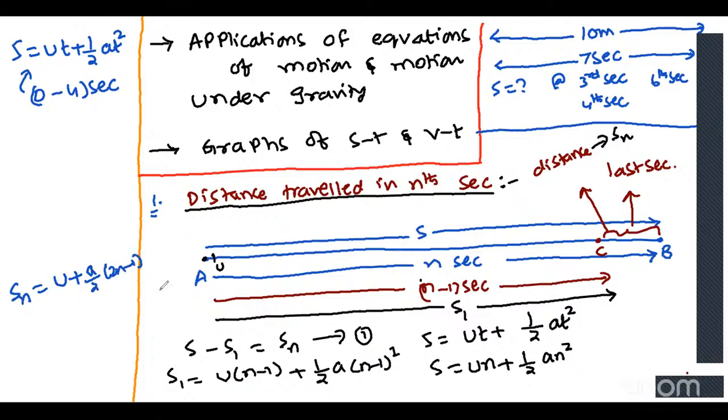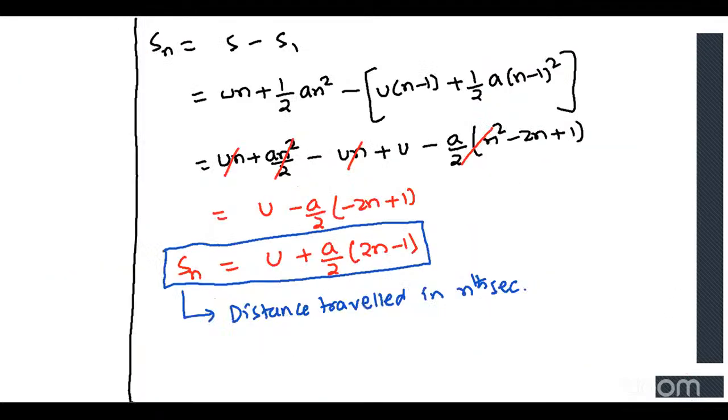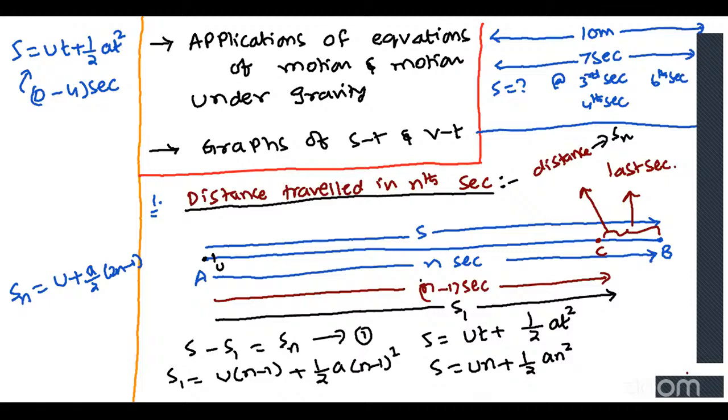So the distance traveled in the nth second is u plus a by 2 into 2n minus 1. Okay, this page is completed? Write it down.